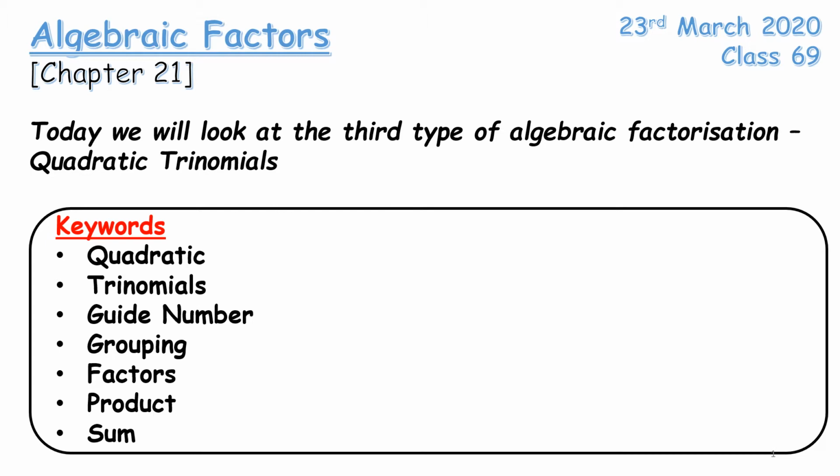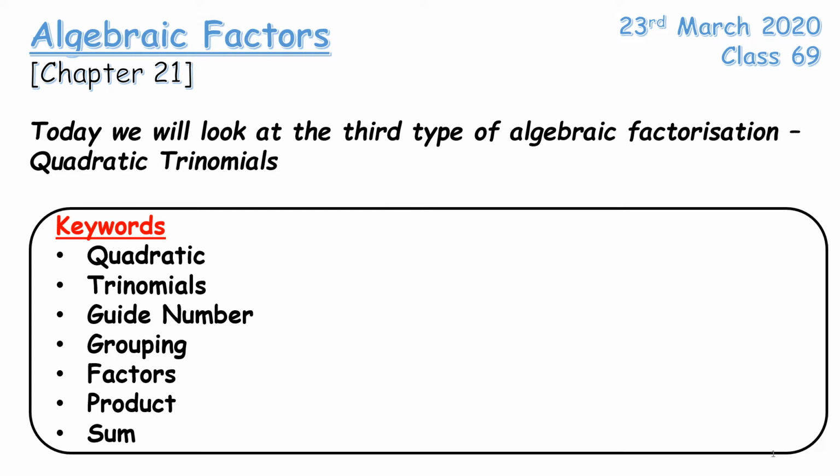So just some keywords for you to take down into your copies. So quadratic, we'll talk about that. We've touched on that a few times. We'll talk about exactly what that means. Trinomial, and the method that we're going to use. Grouping, so that's going to come into it, just like in grouping how we used highest common factor. So these three types of factorisation all build on each other.